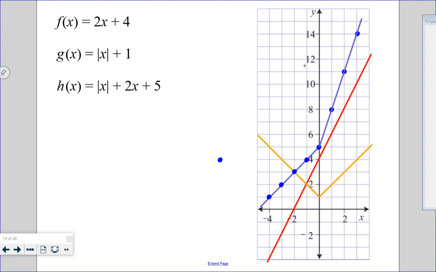I guess now that everything is on here, you can label these. This is f of x. I'm not going to use colors here. This is g of x. And this blue one is h of x.